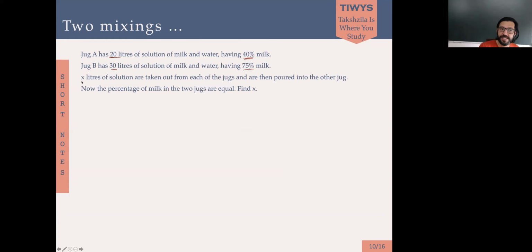Now, what this says is, X liters are taken out from each of the jugs and then poured into the other jug. Now, this is what makes a few questions very scary. It is from experience that I'm saying this. Again, you should also be able to manage. Now, there are two ways here.